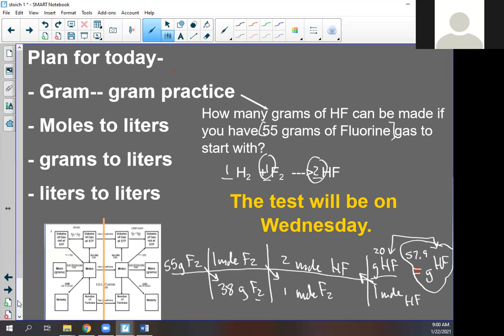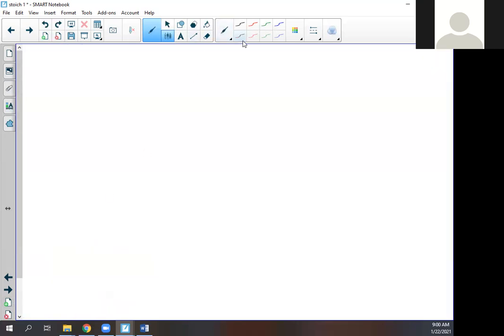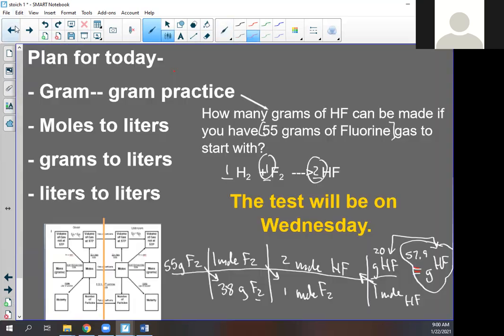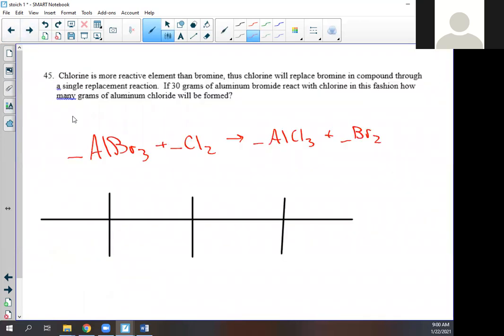All right. What one do we have left? Let's do that. 45. I probably have it somewhere. Oh, it's right there. This thing, right? Yep. Okay. So take a minute and balance it.